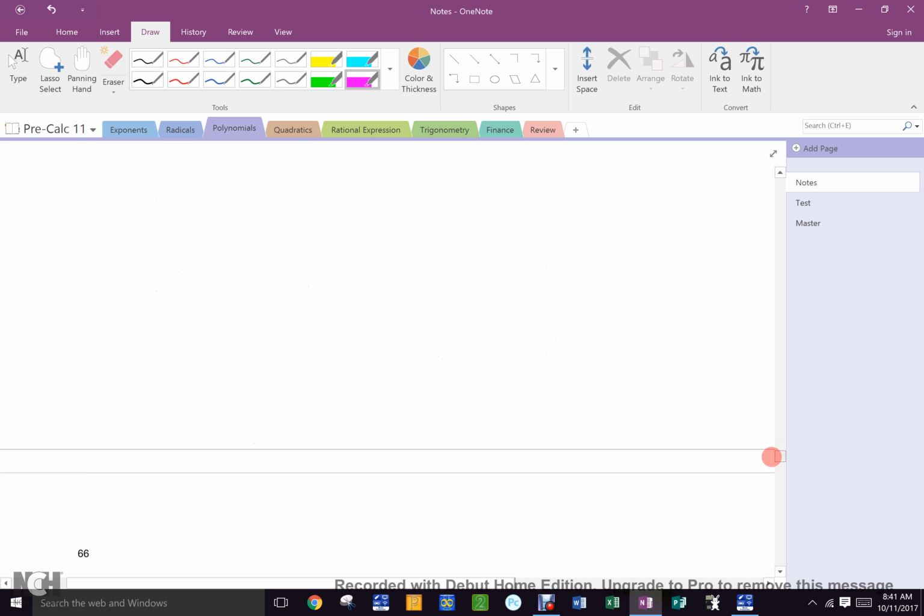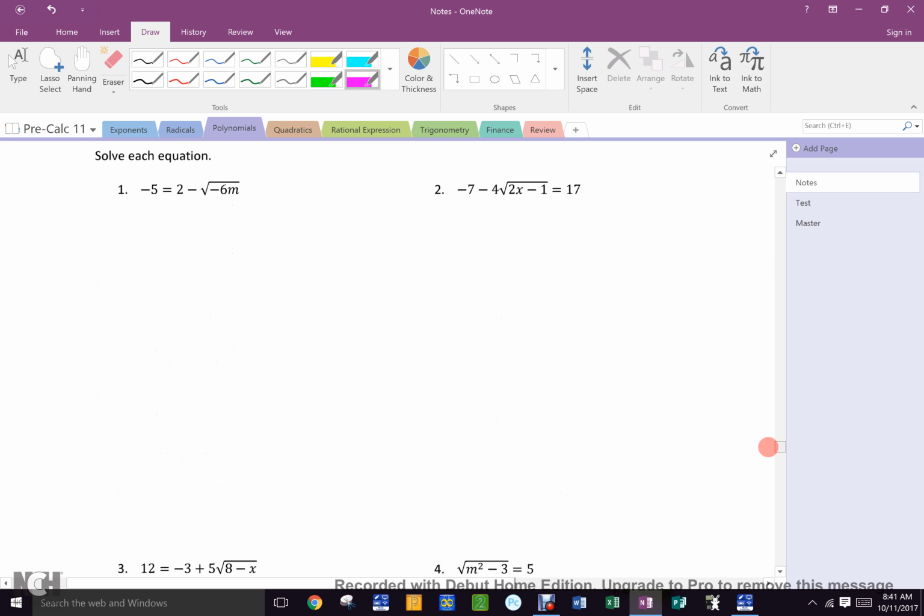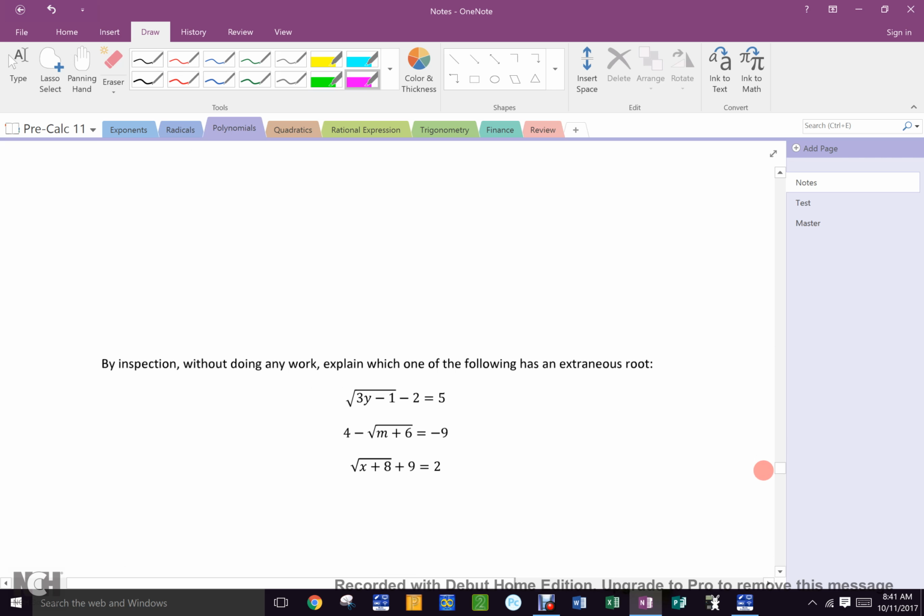So now you should feel pretty confident with page 65. Do 65, 1, 2, 3, 4, 5, 6. Don't attempt this. Well, attempt this at the bottom. Inspection means just by looking. Okay? This is a little bit misleading. When I say don't do any work, I mean don't do any of the steps. Don't isolate radicals. Don't square. Right? Just something you can do in your head right away. See if you can figure this out. Okay? Everyone cool? All right.